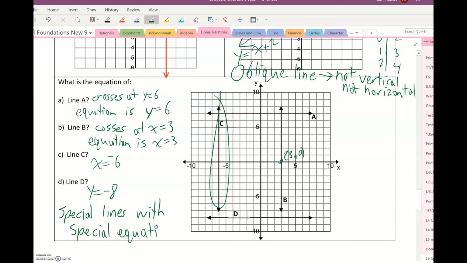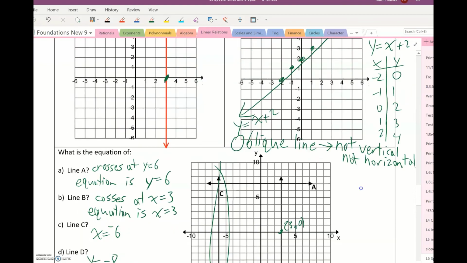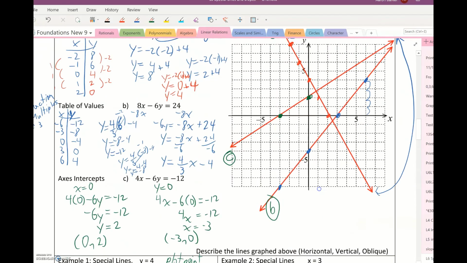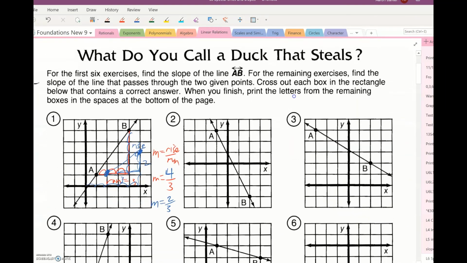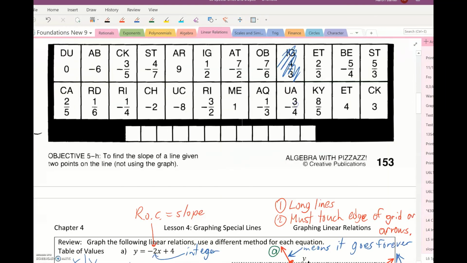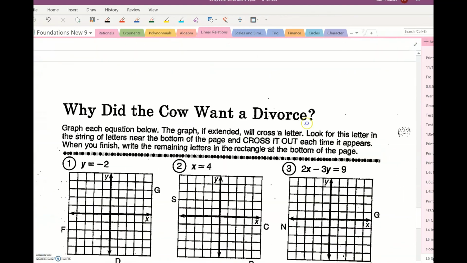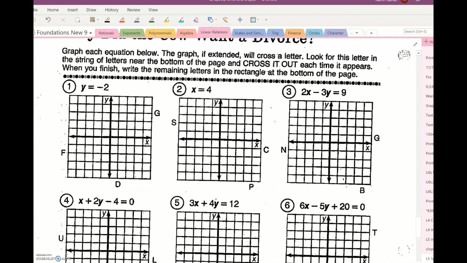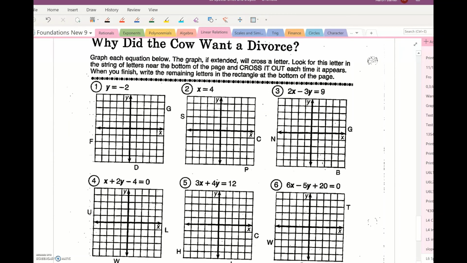So let's go look at your homework for today. First part about your homework, I'd really like you to complete this worksheet that was at the front here. What do you call a duck that steals? Okay. You have some textbook work to do, as well as this worksheet is your regular thing. Okay. Now, number 1 and 2 are easy. For question number 3, you have to turn it into y equals mx plus b. And then, looking at your m, you have to use the correct table of values.